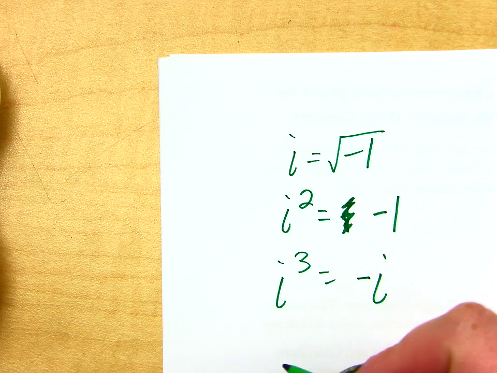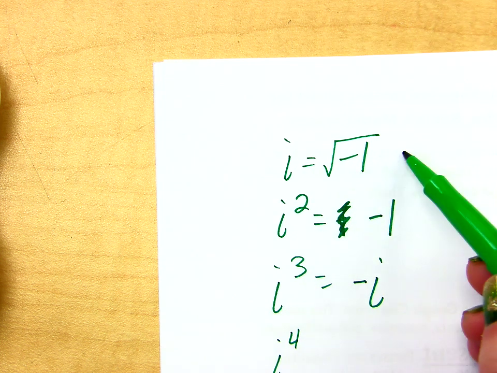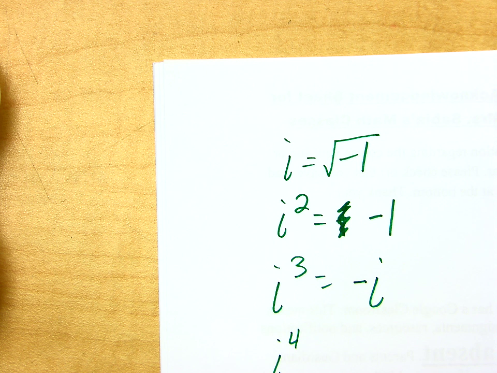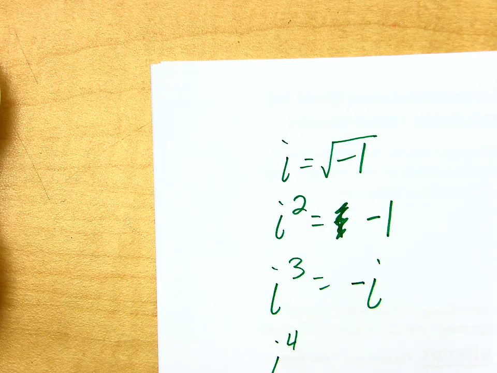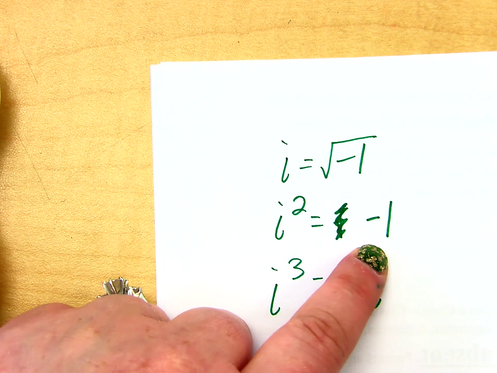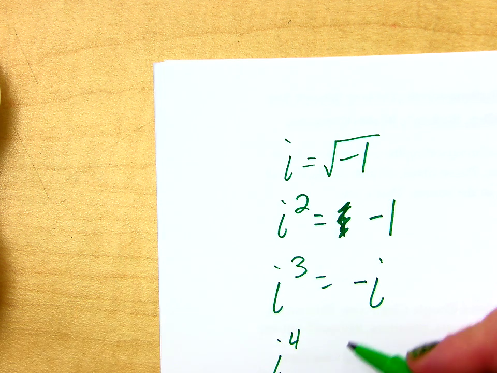Now, what do you suppose i to the fourth is? So that'd be 4 of these multiplied with each other. Positive 1. Right? Because think about it, it's i squared times i squared. Wouldn't that be i to the fourth? So negative 1 times negative 1, that gets me a positive 1.